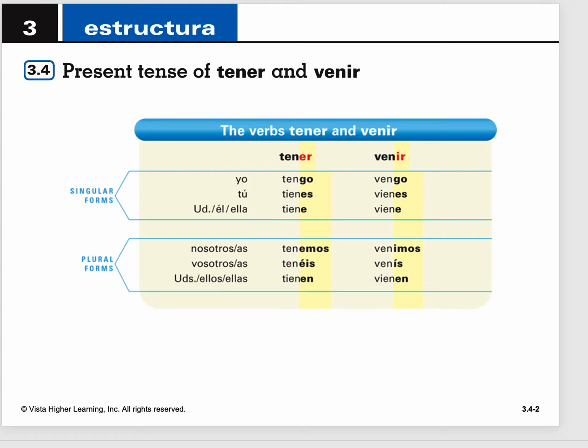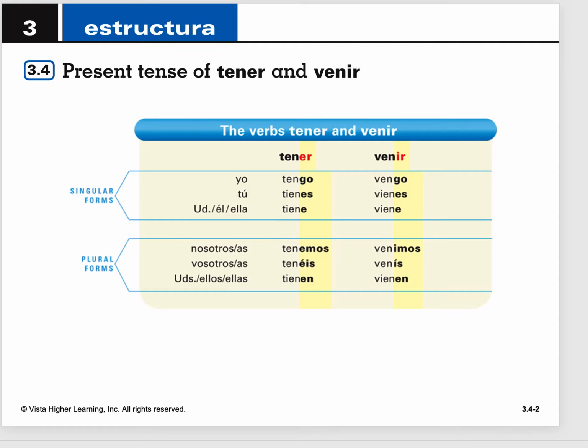So with tener, what's most, I think, visible is you've got tengo. So you have a G that's randomly thrown in there, but then the G doesn't carry through the rest of the conjugations. If you look at venir, it's going to have the same thing. You're going to have that G that pops up with vengo, but then all the rest of the conjugations are falling in line with our typical expectation for these verbs.